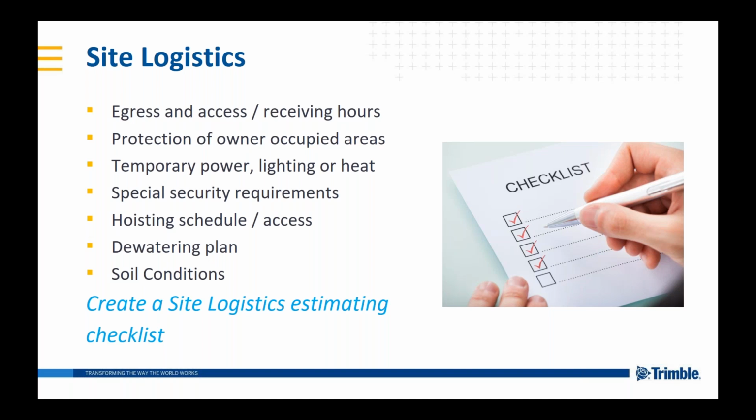So I would suggest that you create a site logistics estimating checklist, and this checklist is more of a living, breathing document that you'll trip across something that you didn't think of, but keep adding to that list. So it becomes a checklist so that when you do your pre-bid walks, you have that checklist to check things off. Hey, did I check for dewatering? Did I check for temporary power? Blah, blah. So anyways, I would suggest that you do that.